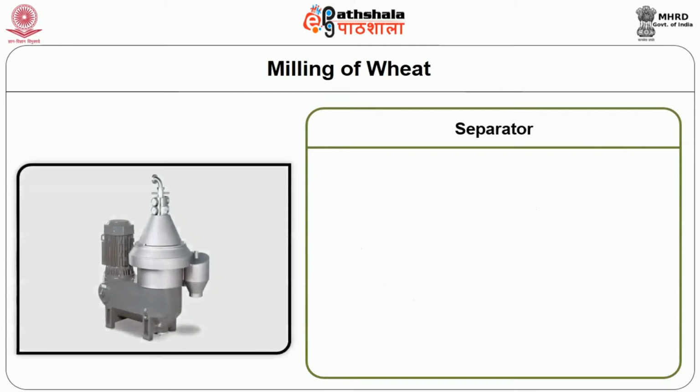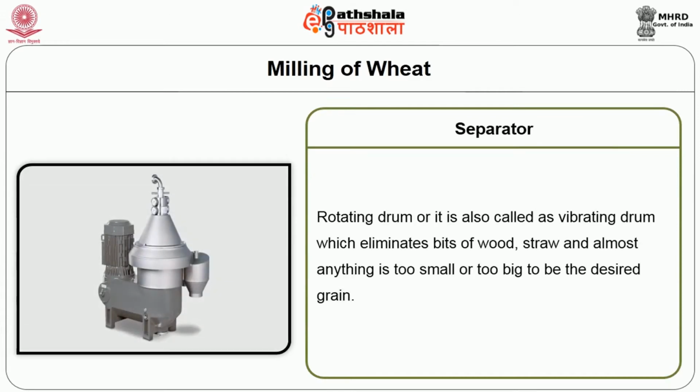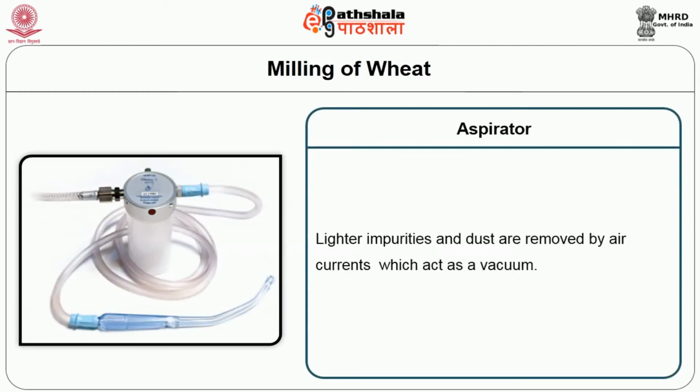Next is the separator, the rotating drum, or it is also called the vibrating drum, which eliminates the bits of wood, straw and almost anything that is too small or too big to be the desired grain. The lighter impurities and dusts are removed by air currents which act as a vacuum. This is done by the aspirator.